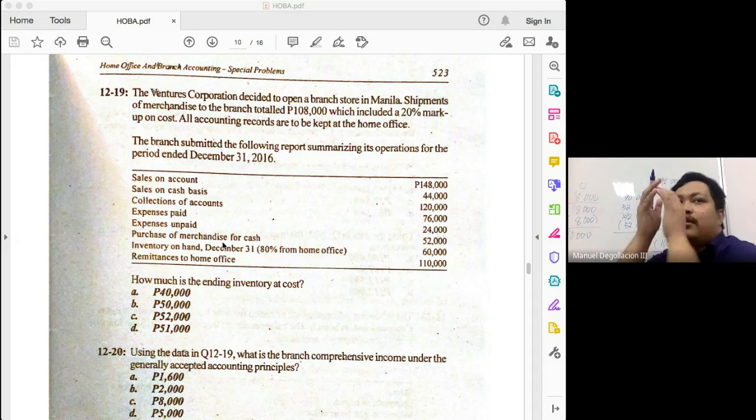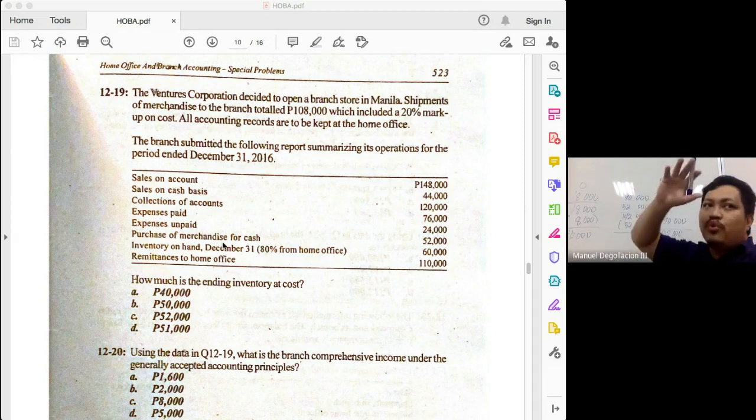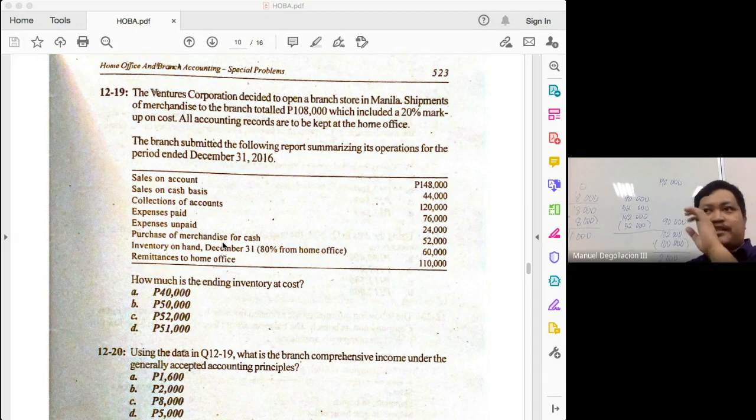Okay, now you would ask yourself, what then is the best way to solve this one? Okay, I really want you to remember or master the one I've shown you first, that the true branch profit is equal to the profit of the branch plus the markup on the branch cost of goods sold, because that will help you answer a lot of difficult questions. But for us to arrive there, class, what did we do? We solved first for the branch profit as reported by the branch, and then we solved for the markup on the branch cost of goods sold.